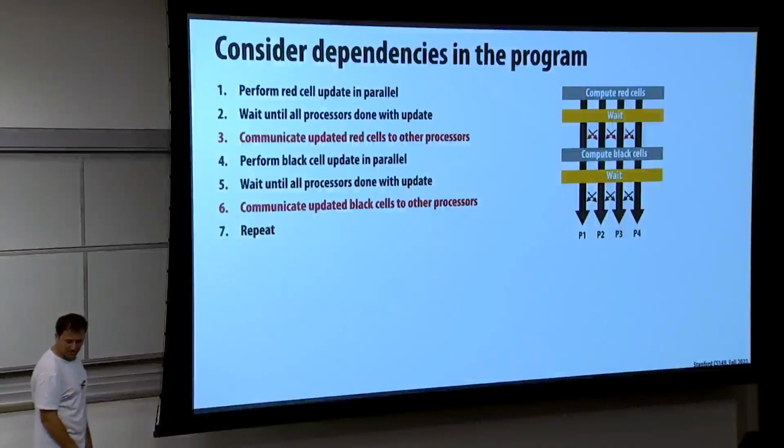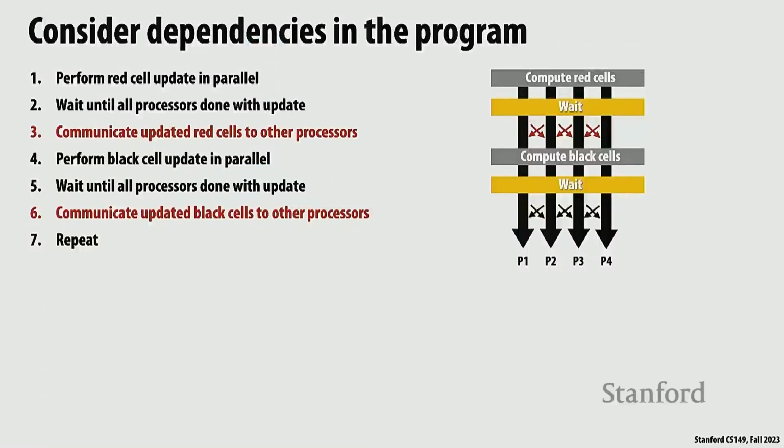So let's consider the dependencies in this program. We're going to compute all of the red cells, which means every red cell needs to access its neighbors. And then I'm going to send all processors.